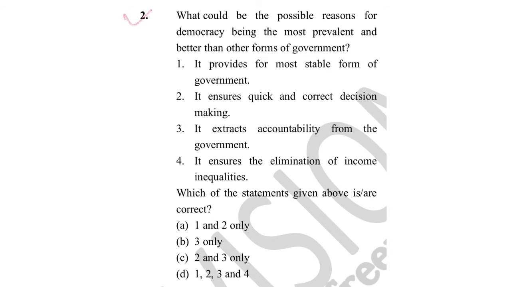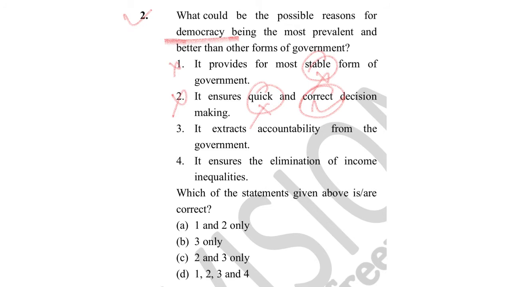Question number 2. What could be the possible reasons for democracy being the most prevalent and better than other forms of government? 1. It provides for the most stable form of government. No, definitely not. 2. It ensures quick and correct decision making. Yes, democracy ensures correct decision making, but it does not ensure quick decision making. That is why this statement will also be wrong.